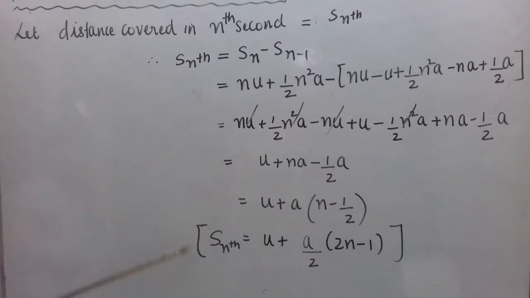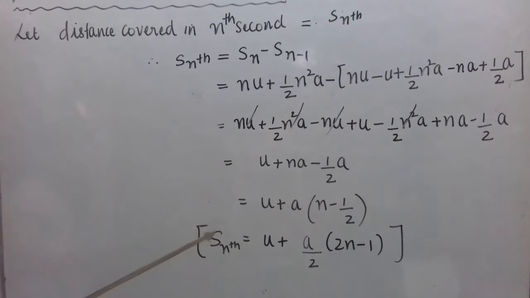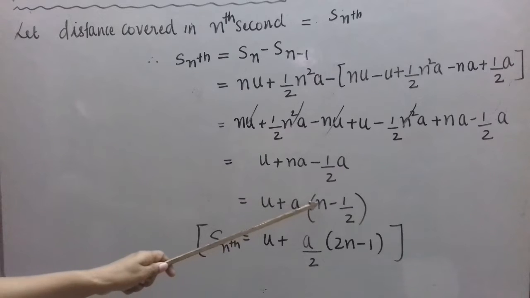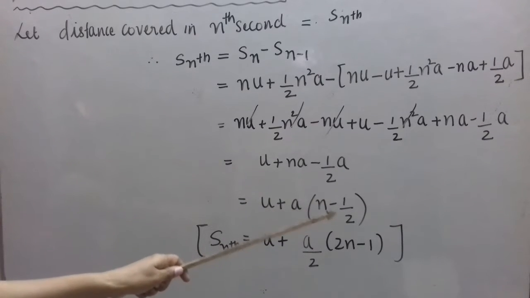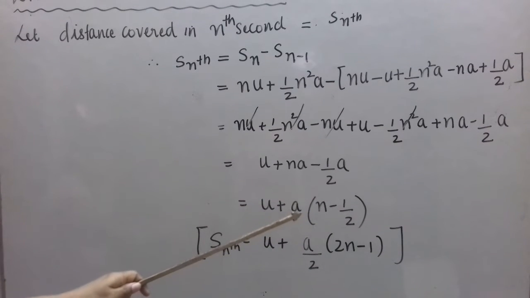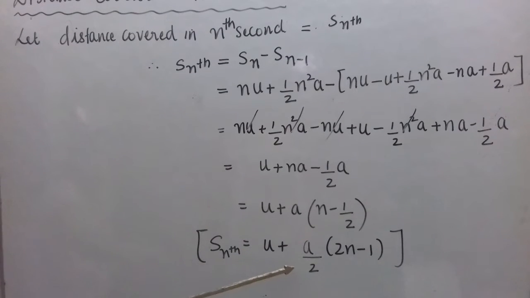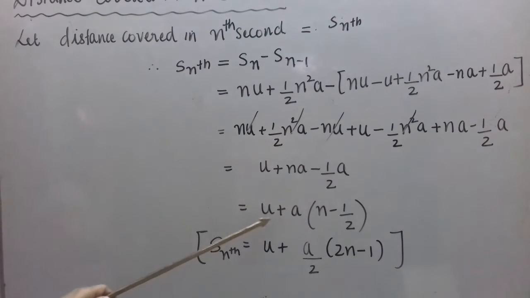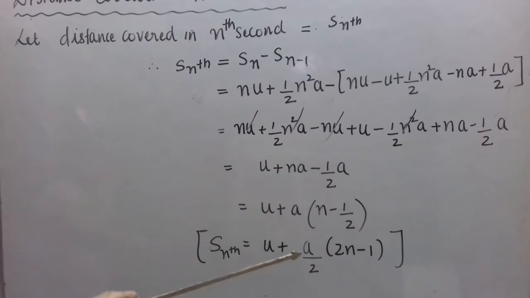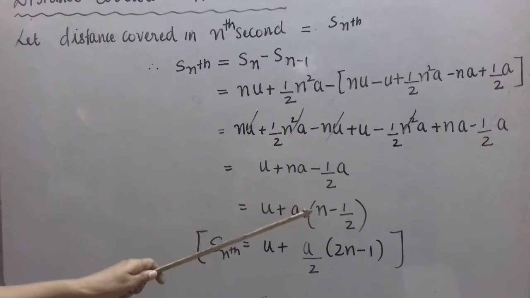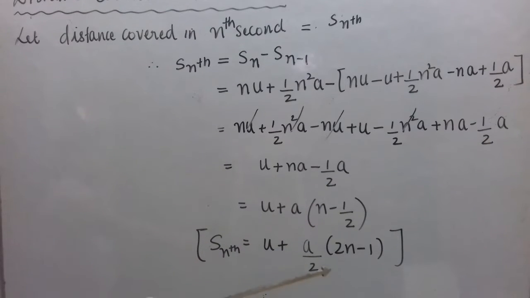Try to understand this step properly. What I have done, I have multiplied each term in this bracket by 2 and divided it also by 2, but the denominator I have taken common out. So u plus a by 2 into 2n minus 2 into half is 1.